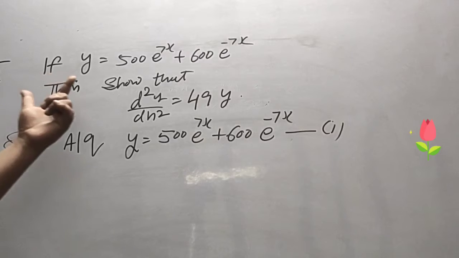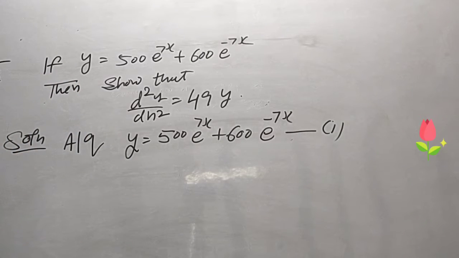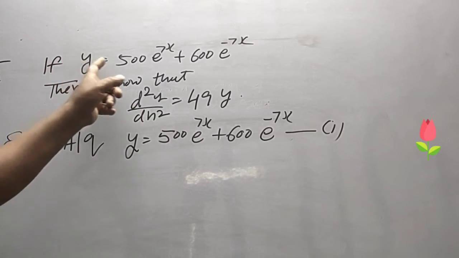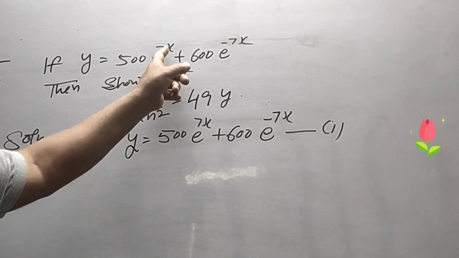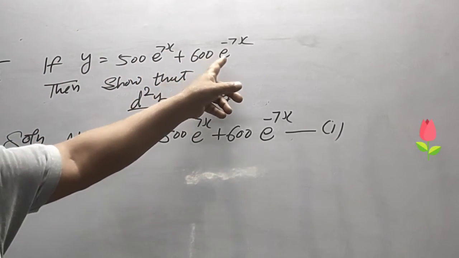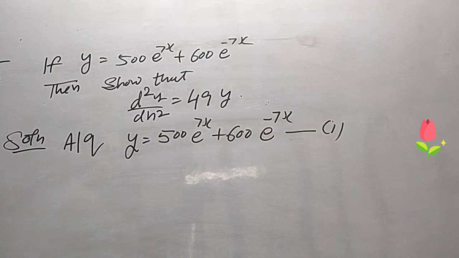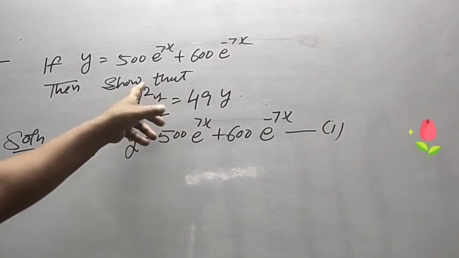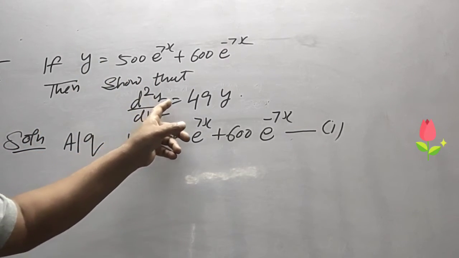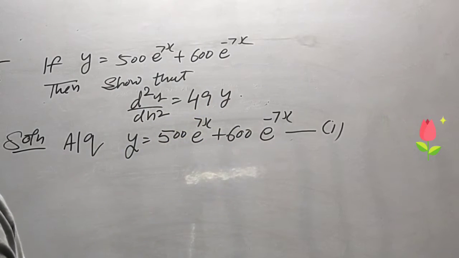Question number 50 of exercise 5.7. Application of the second order derivative. If y is equal to 500 into e raised to power 7x plus 600 into e raised to power minus 7x, then show that second order derivative of y is equal to 49y.